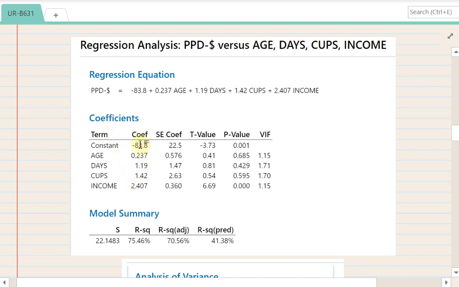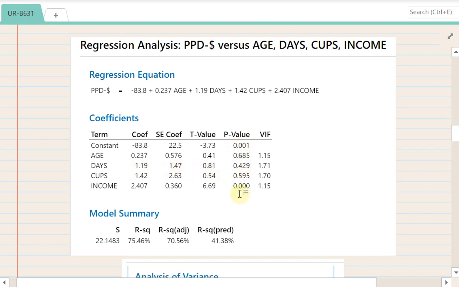All of these numbers that you see here are the same numbers up here, just in column format. So this is the coefficient on age, days, cups, and income. The standard error of the coefficient is like the give or take of each of these variables. In other words, we estimate the coefficient on age is 0.237, give or take 0.576. Days, 1.19 is the coefficient, give or take that.